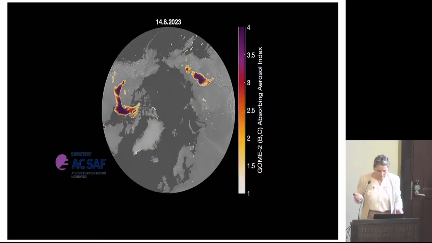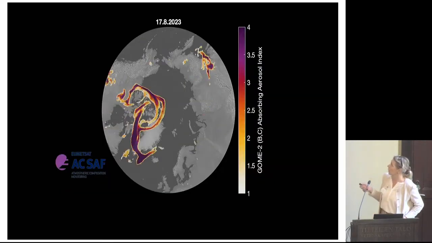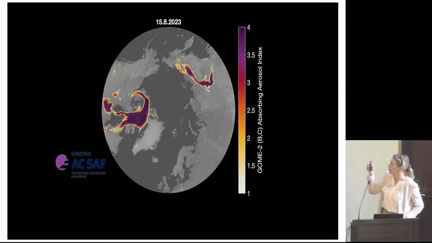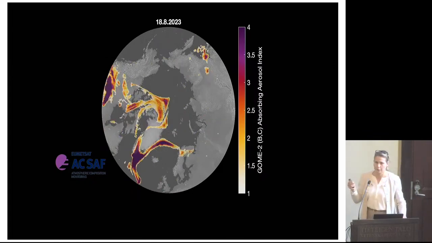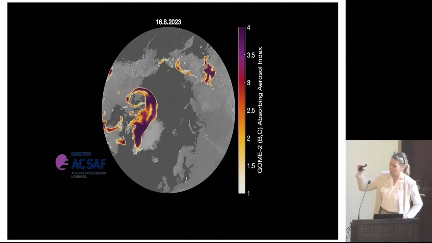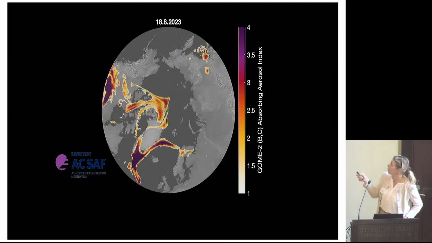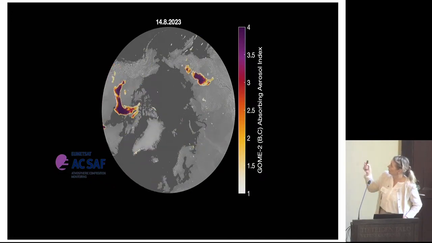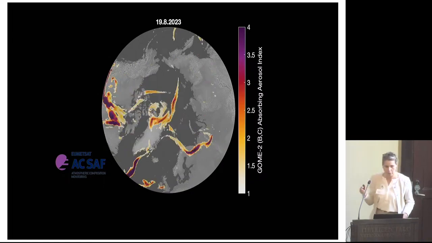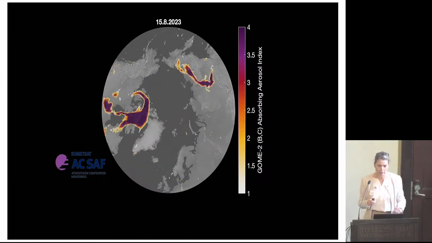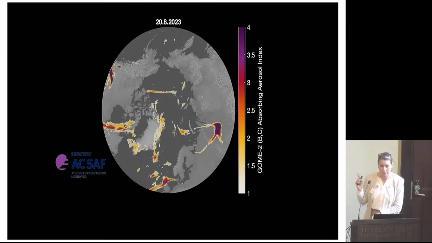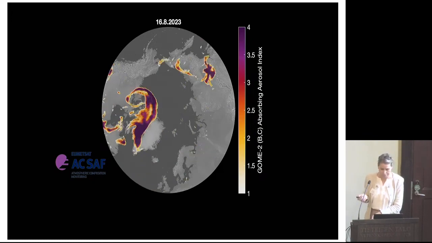And here are just animations of daily pictures of the so-called aerosol index, which is a measure of highly elevated aerosols traveling high in the atmosphere, over a one-week time period. See how the aerosols, so small particles from the fires, travel in the atmosphere. These are from the Canadian forest fires.